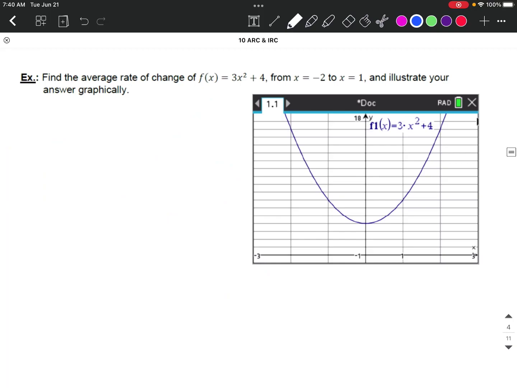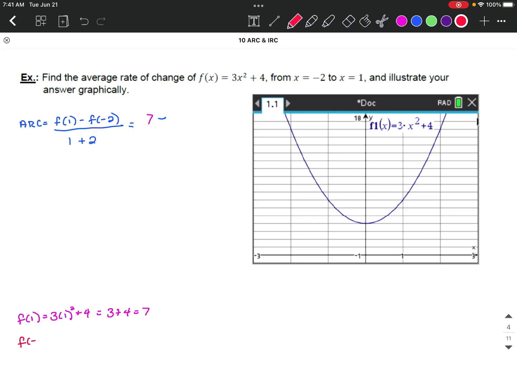So here, we're going to find the average rate of change of f of x, which is 3x squared plus 4, from x equals negative 2 to x equals 1, and illustrate our answer graphically. So to find the average rate of change from negative 2 to 1, we're going to do f of 1 minus f of negative 2 over 1 minus negative 2, which becomes plus 2. Now it's up to you whether you want to do the arithmetic in here, or come off to the side and say, okay, f of 1 is 3 times 1 squared plus 4. So that's 3 plus 4, which is 7.